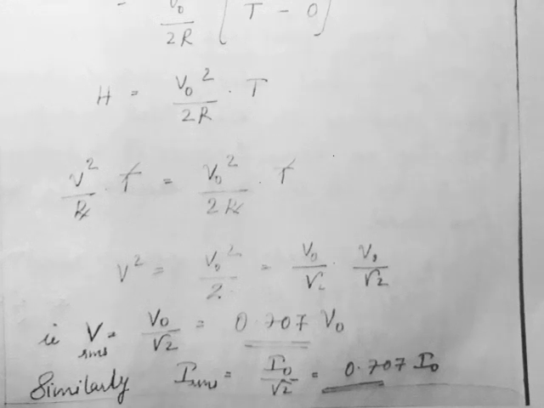So AC has an average value, that is 0.637 I0 or V0. AC has an RMS value, that is 0.707 V0 or 0.707 I0.